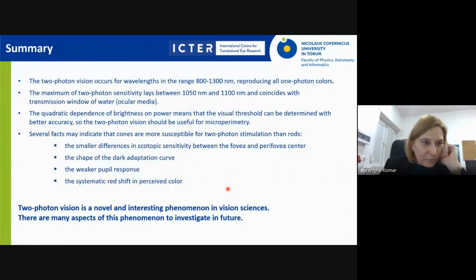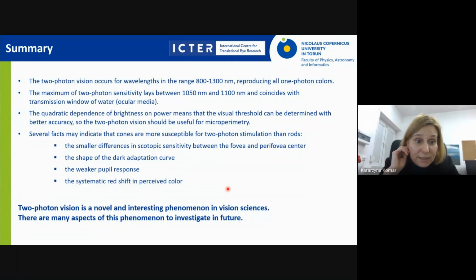that confirms that maybe the difference between cones and rods in 2-photon vision is not so high as in 1-photon vision. So to summarize, the 2-photon vision occurs for wavelengths in the range 800 to 1300 nanometers, reproducing all 1-photon colors, and the maximum of 2-photon sensitivity lies between 1050 and 1100 nanometers and coincides with the transmission window of water. And the quadratic dependence of brightness on power means that the visual threshold can be determined with better accuracy, so the 2-photon vision should be useful for 2-photon microperimetry.